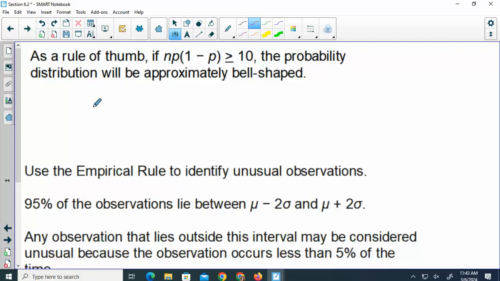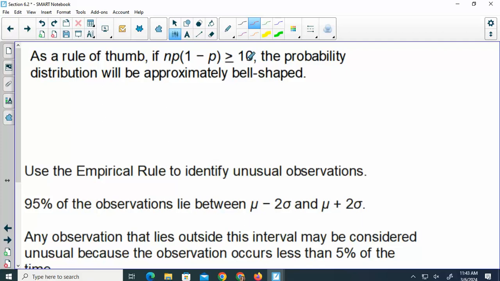So n is the number of people in our sample, p is the probability of success, and 1 minus p is the probability of failure. If you multiply those, n times p times 1 minus p, and it's bigger than 10, the shape will turn out to be bell-shaped. Not perfect, approximately. The higher it is, the more bell-shaped it'll be. So if it's bell-shaped, then we can do the empirical rule.